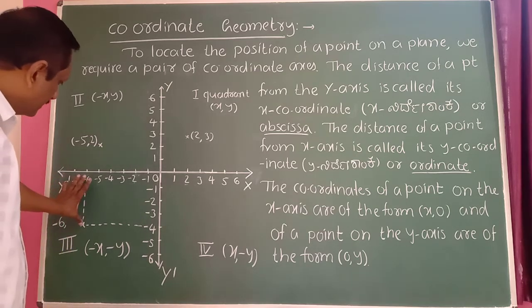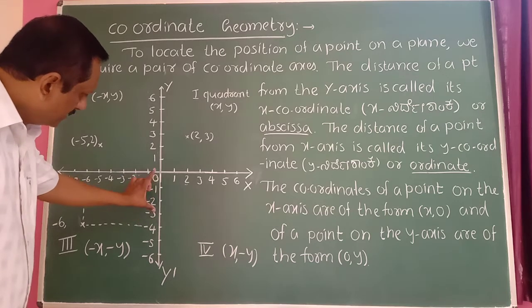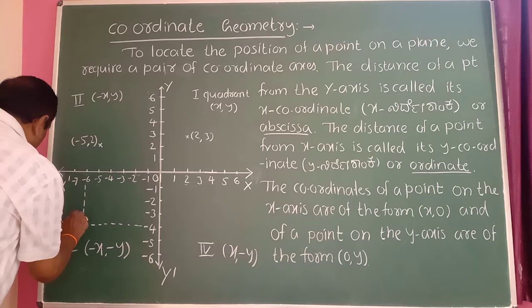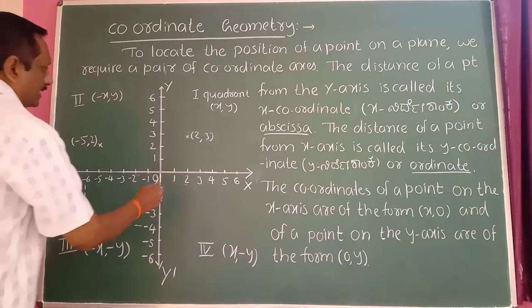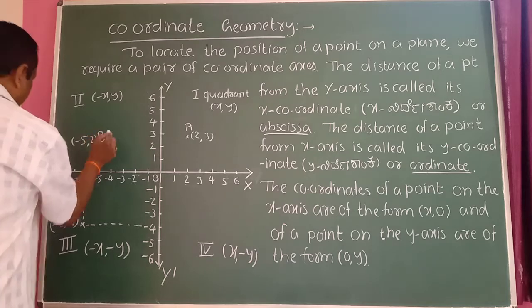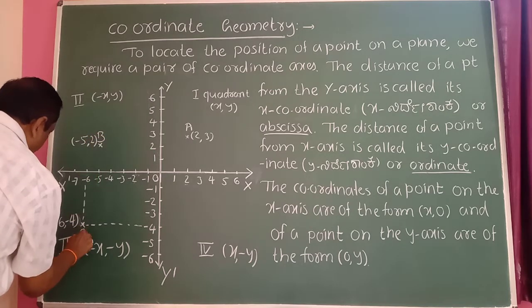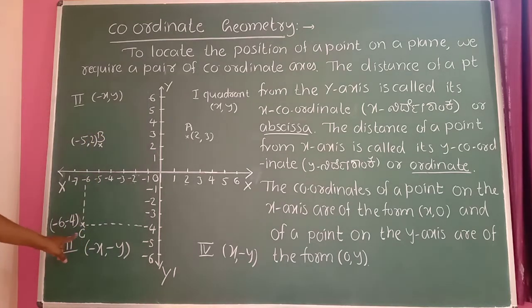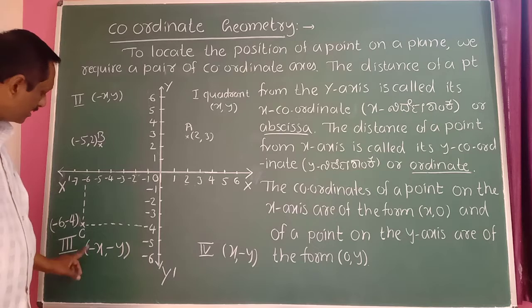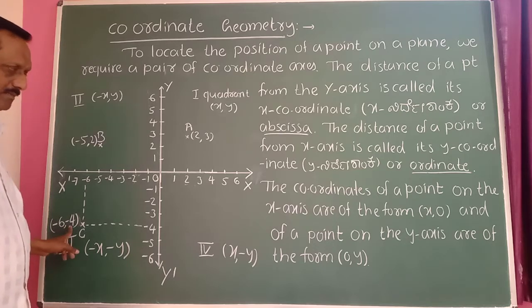Then this height is -4 here, so the Y coordinate is minus 4. Hence the coordinate of this point. Consider this point as A, this point as B, and this point as C here. Coordinate of the point C is (-6, -4). It comes under the third quadrant. In the third quadrant, both are negative here.